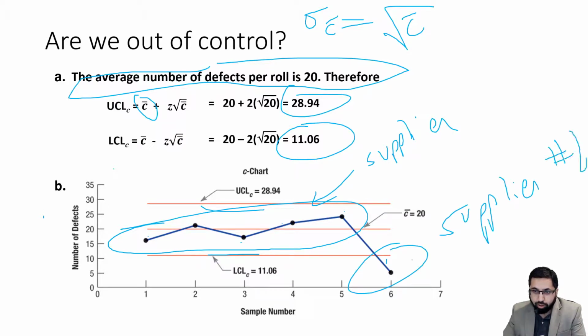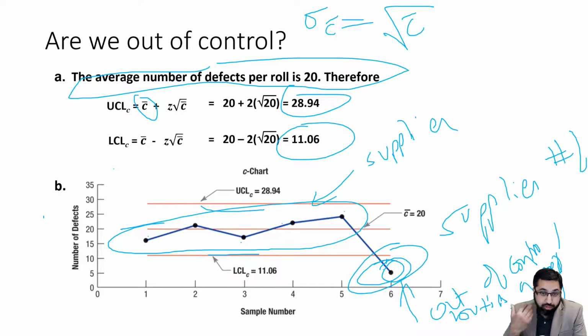Okay, so is this good or bad? Well, actually, fewer defects is good. So we're out of control, but in a good way. It sounds weird, right? You're out of control, but in a good way, because fewer defects is good. So what does that mean? That means we need to investigate if supplier 2 is more reliable in general, and then we can switch to supplier 2 for all of our rolls, and we'll have fewer defects.